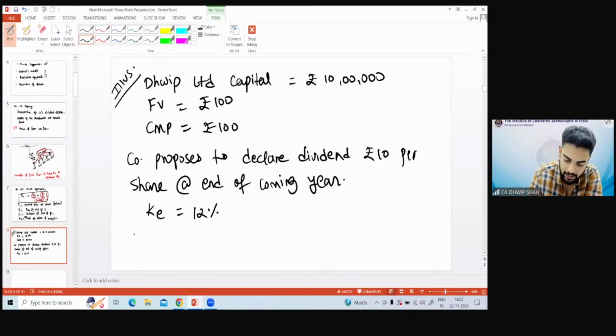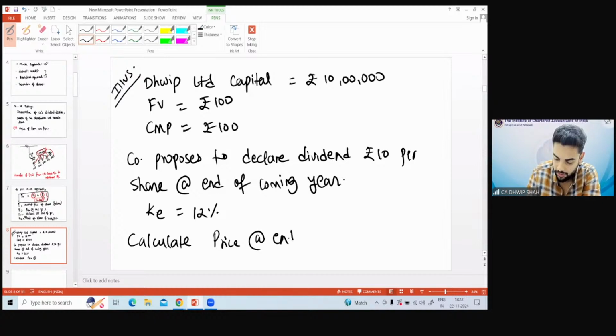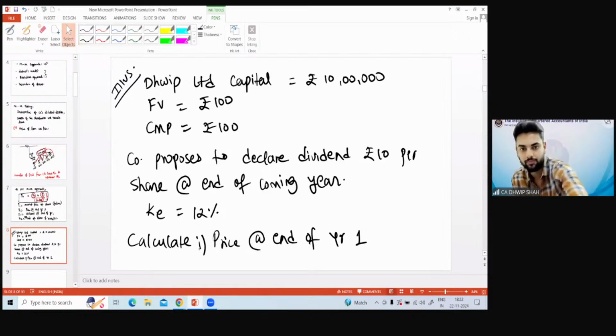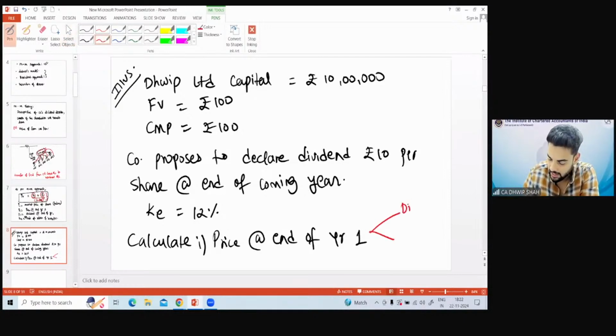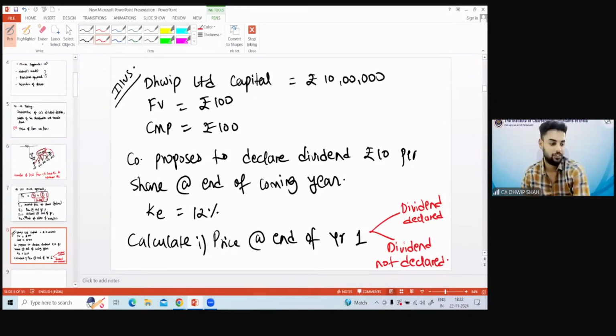Now you have to calculate price of the share at end of year one. This is the first calculation that you need to do. Price of the share at the end of year one. There are two conditions. Calculate price of the share at the end of year one if dividend is declared and if dividend is not declared. In both the scenarios, you need to calculate. Understood? This is the first question.